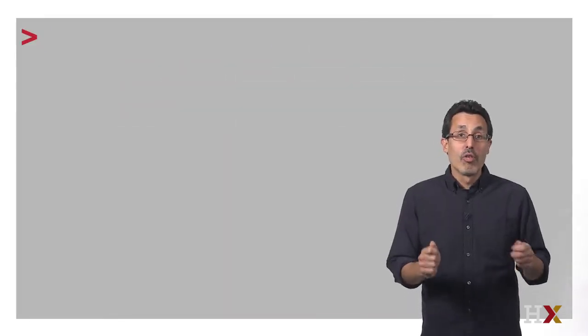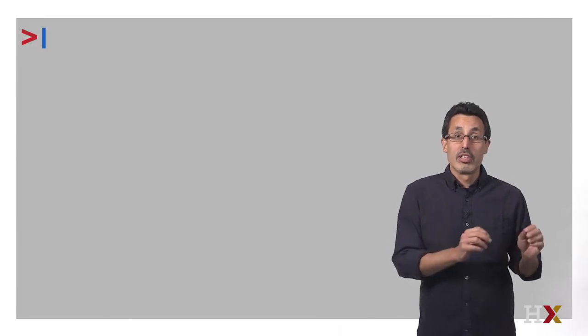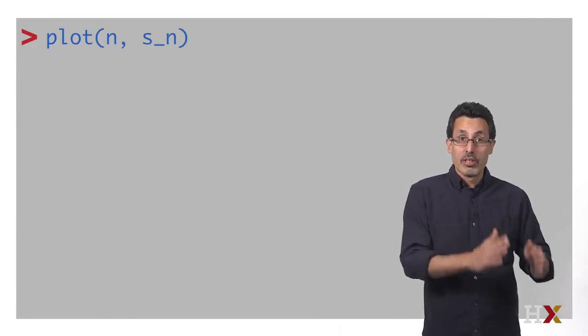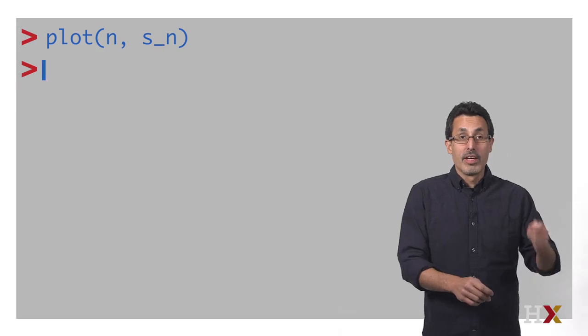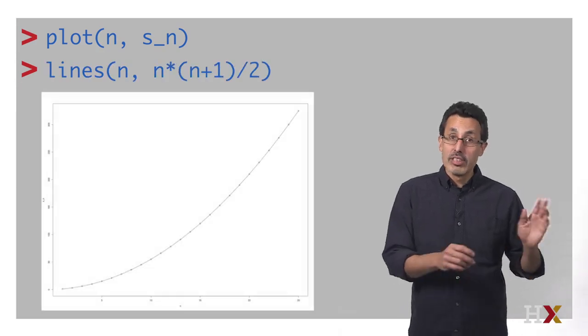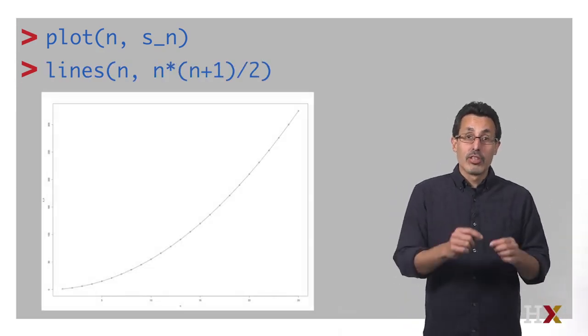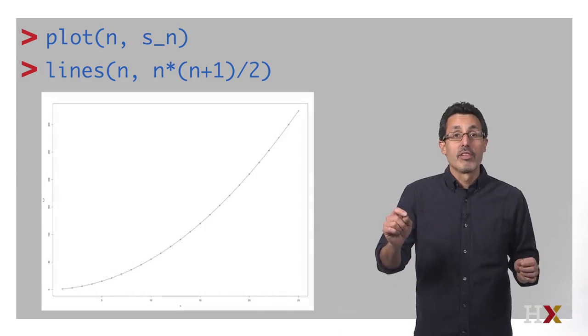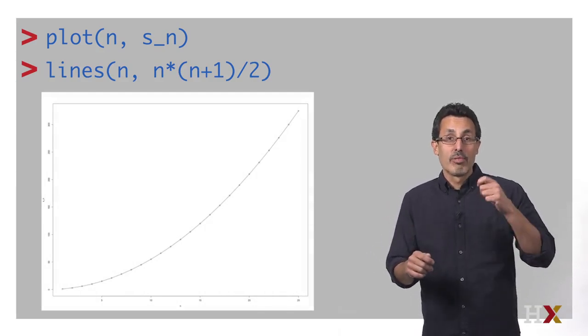We can also overlay the two results using the function lines. We first plot the points using plot, and then we add lines using the function lines that show us the predicted values from the formula, and we see that they're right on the dot.